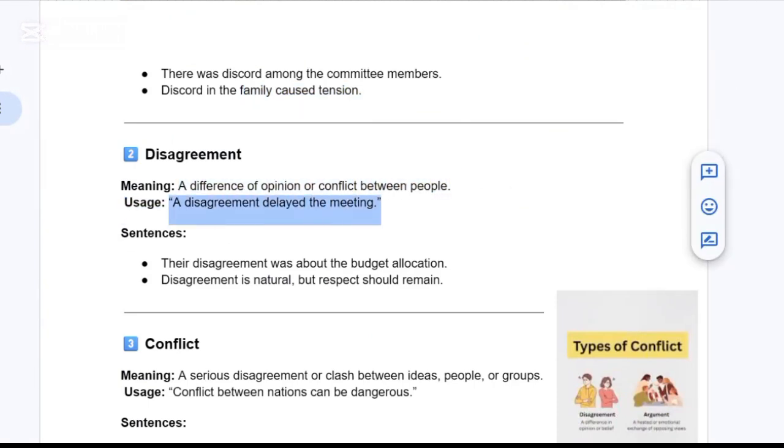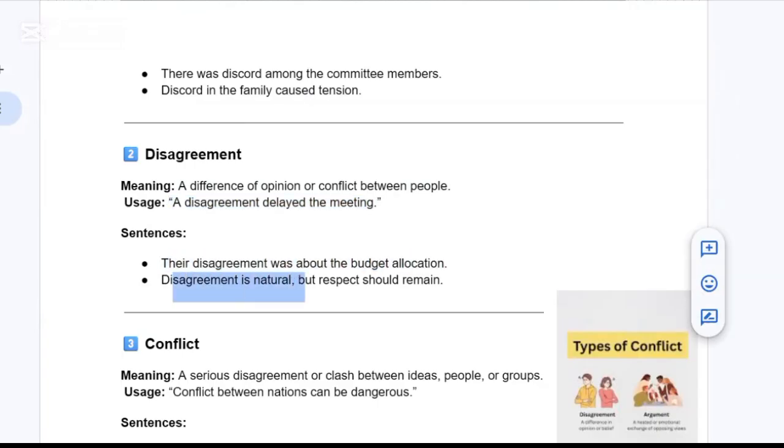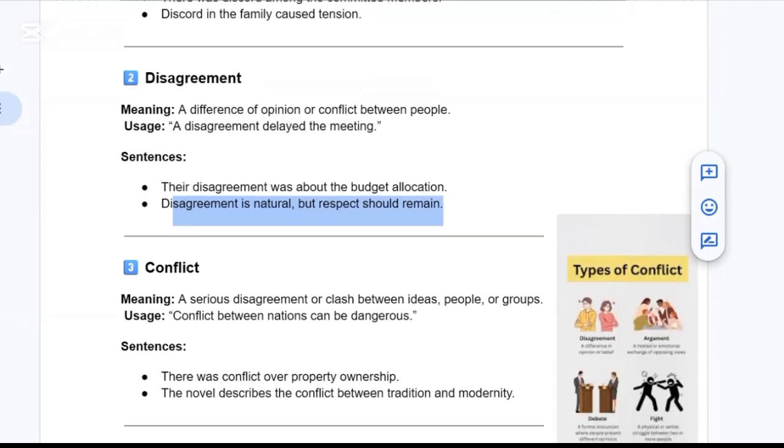Disagreement: a difference of opinion or conflict between people. A disagreement delayed the meeting. Their disagreement was about the budget allocation. Disagreement is natural, but respect should remain.